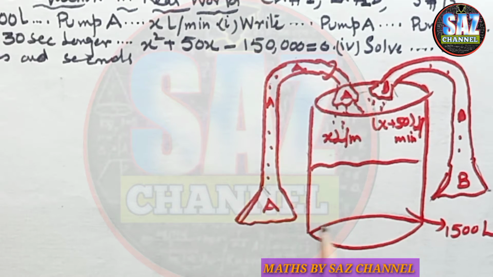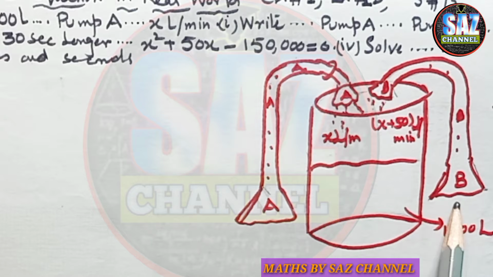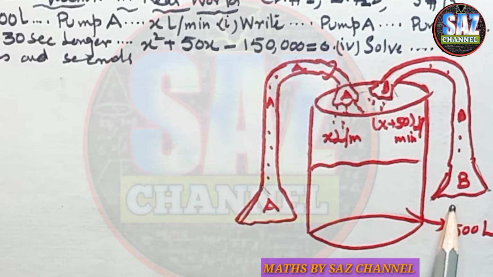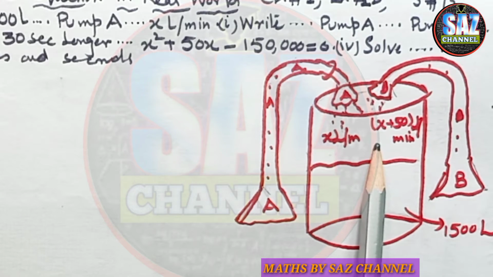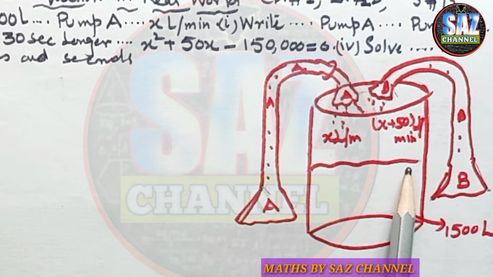The next information is pump B can fill the water into the tank at the rate of X plus 50 liters per minute. The next part is write down an expression in terms of X for the number of minutes taken by pump B to fill the tank completely.